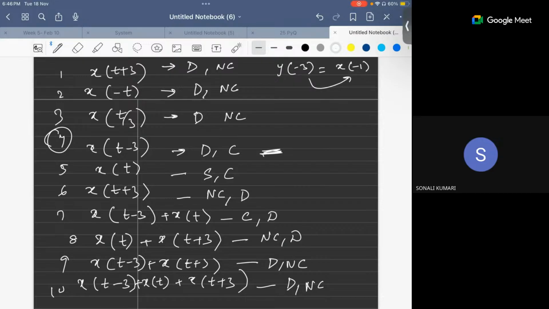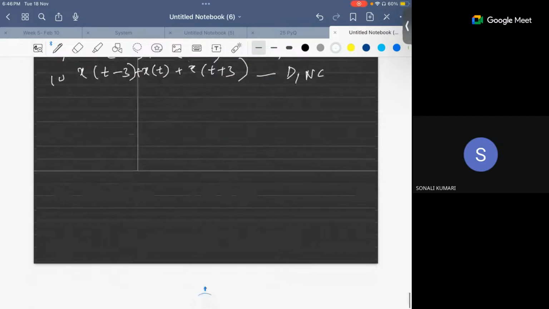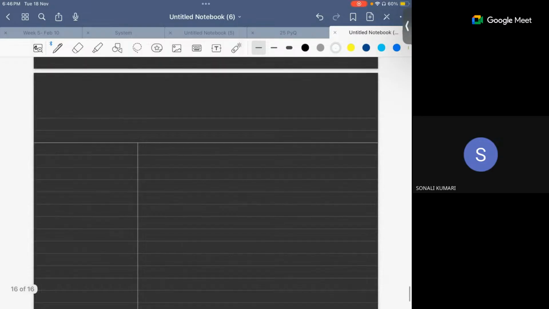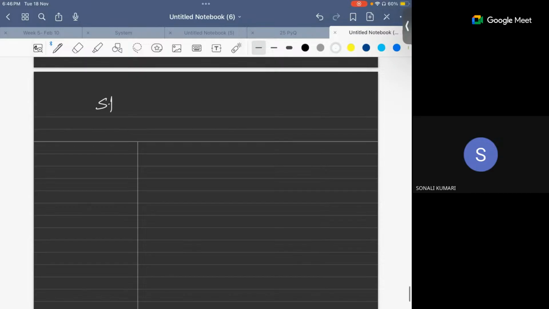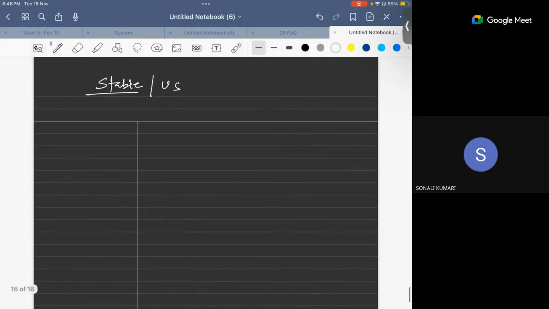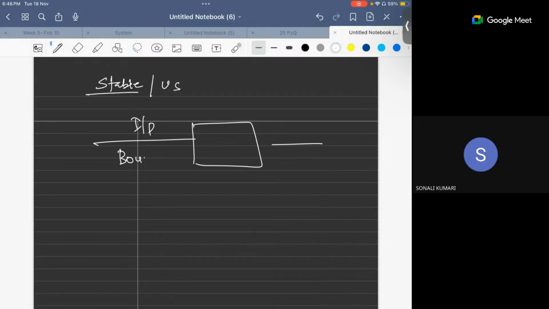Yeah, thanks. Okay, let's move to the next part. The next part is stability. So only two things are remaining now: stability and instability. Stability is pretty simple. Whenever you have to check whether a system is stable or unstable, we are just putting a bounded input into the system.